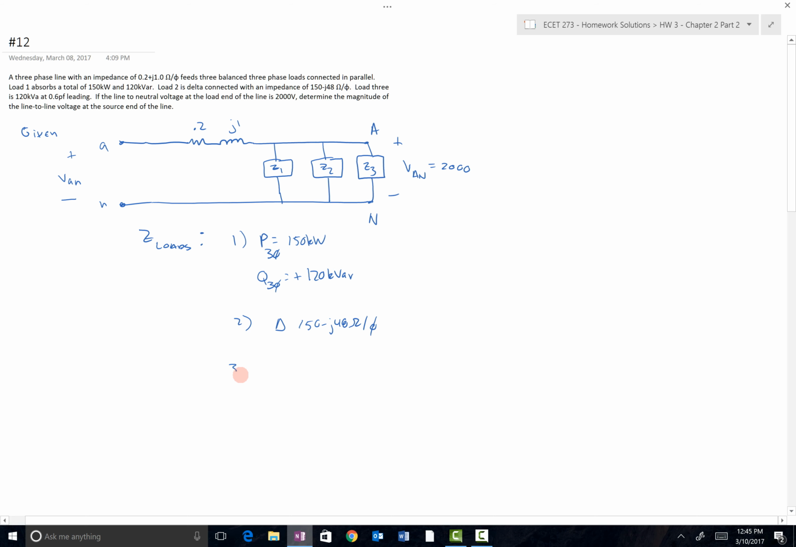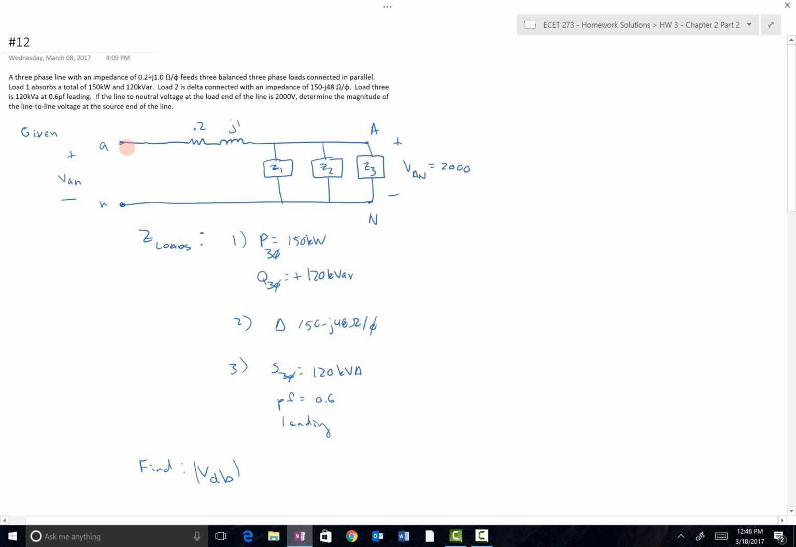And then for load 3, we were told that S three-phase is equal to 120 kVA, and that the power factor is equal to 0.6 and that the circuit was leading. So that's all our information. Find VAB, or the magnitude of VAB, the magnitude of the line-to-line voltage at the source end. It's not shown in a single phase equivalent, right?